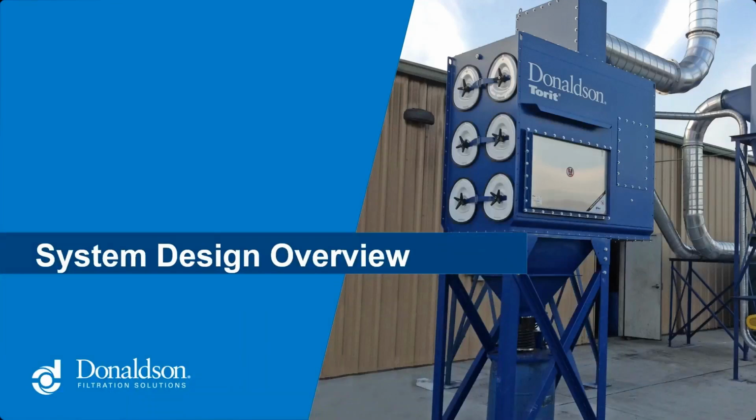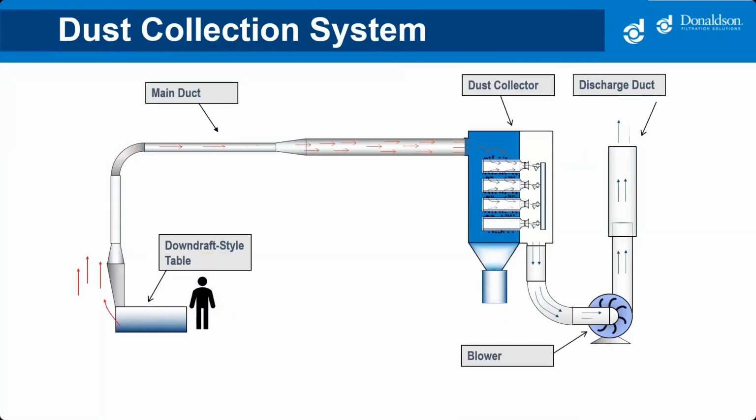So let's review a few basic concepts about system design. Here's a typical diagram of a dust collection system. A fan or a blower creates an airflow, which is used to capture dirty air from the laser table. Then the dust is conveyed through a series of ducts to a dust collector. Here, the contaminant is filtered out and the clean air passes through the filter media to the fan, where it's discharged into atmosphere or back into the facility.